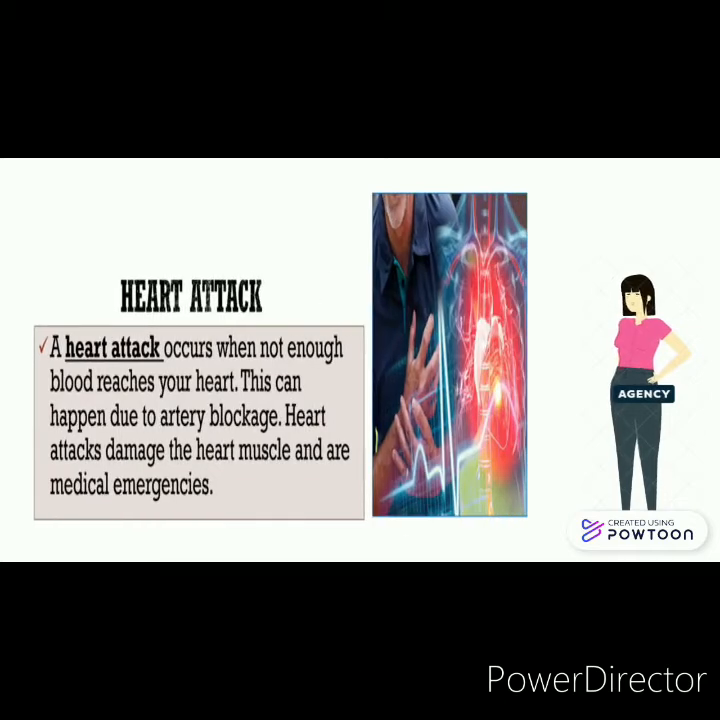A heart attack occurs when not enough blood reaches your heart. This can happen due to artery blockage. Heart attacks damage the heart muscle and are medical emergencies. Symptoms are pain in the center or left side of the chest that feels like mild or severe discomfort, pressure, fullness, or squeezing; pain that radiates from the jaw, shoulder, arm, or across the back; shortness of breath, sweating, nausea, irregular heartbeat, and unconsciousness.